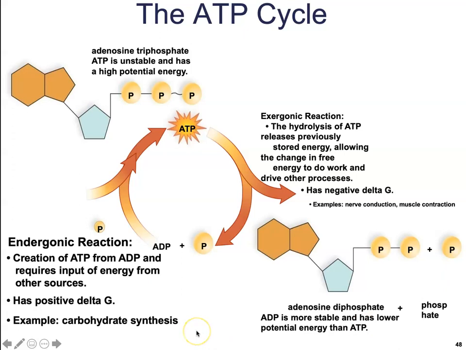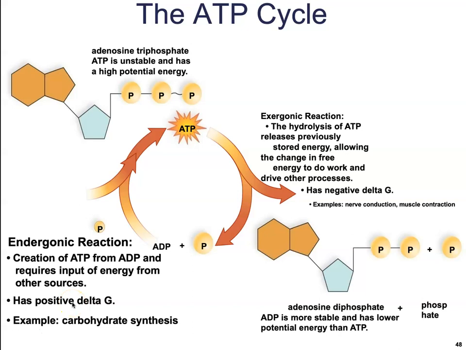So if we need more ATP inside the body, once we use up the energy given off, we need more energy, more ATP, we're going to have to undergo an endergonic reaction to glue ADP to that phosphate group. We need to reattach that phosphate group to ADP. So we're going to create ATP from ADP. It's going to require an input of energy from other sources. This is going to have a positive delta G.